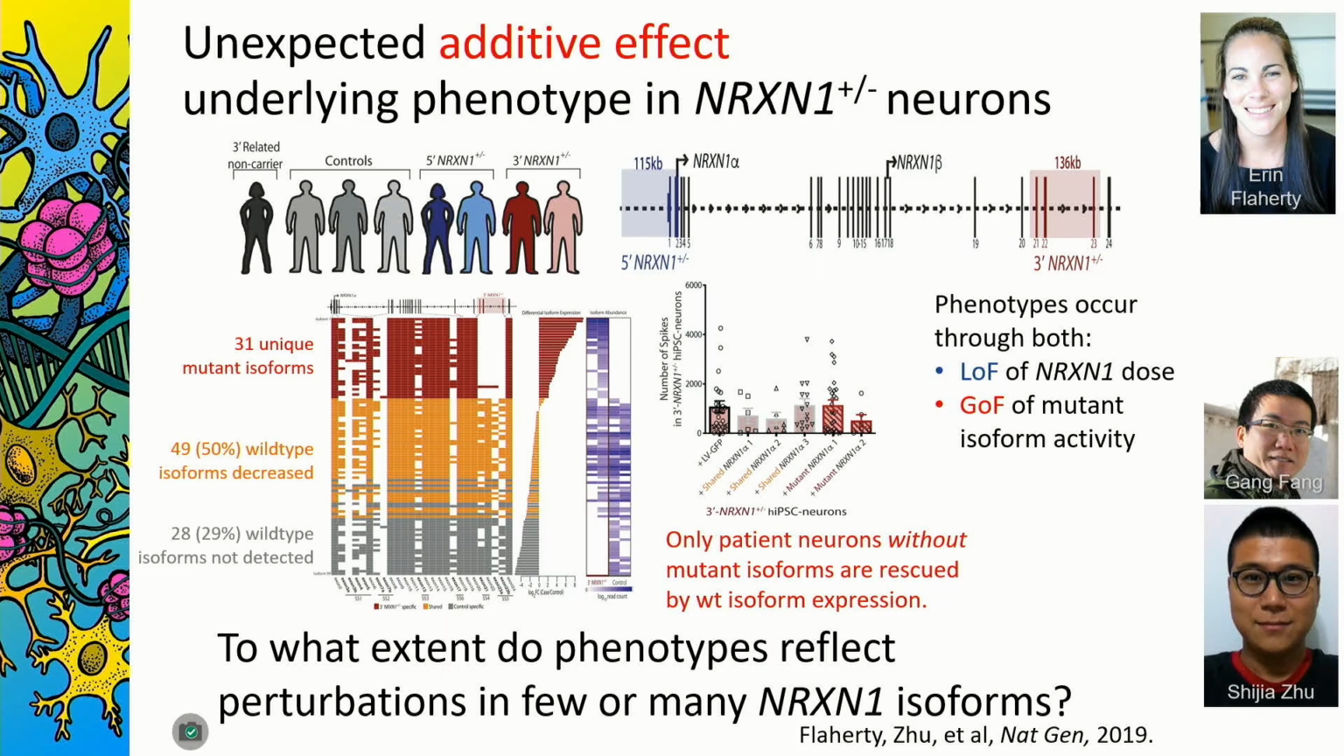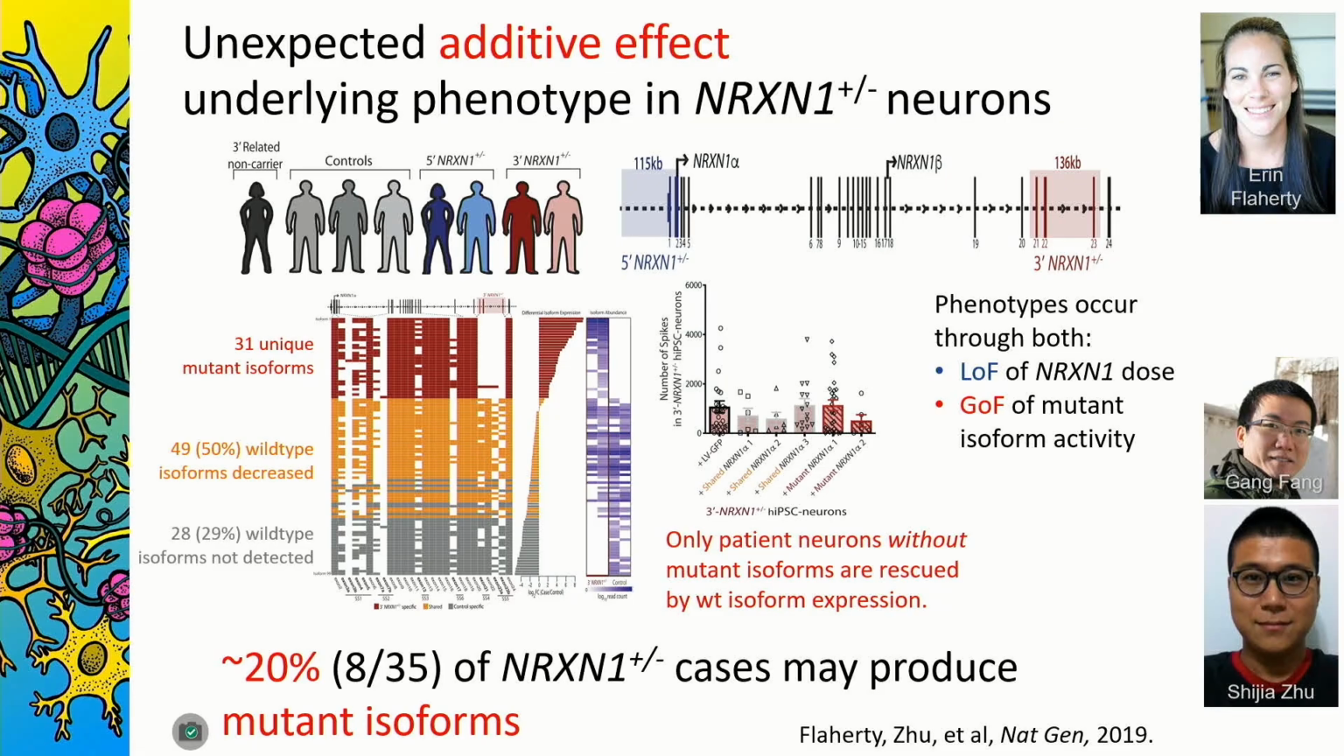Now, was I so lucky that if I made stem cells from 4 people, 2 of them happened to have the only gain-of-function mutations known in genetics? And the answer is no, I don't think I'm that lucky. We went into the PGC3 data set at the time and predicted that about 1 in 5 neurexin-1 carriers might have mutant isoforms that are translatable.